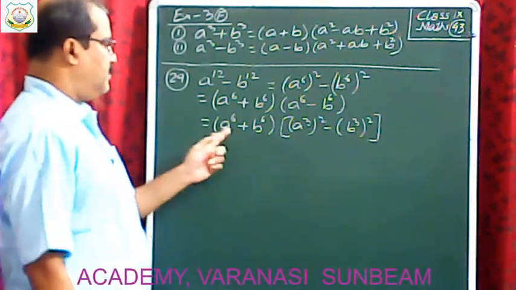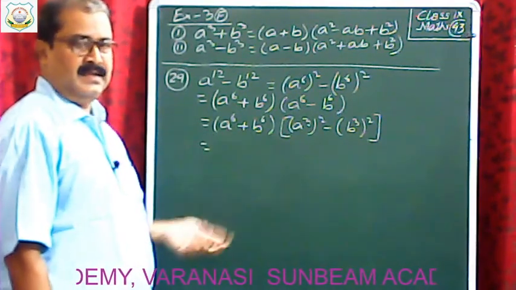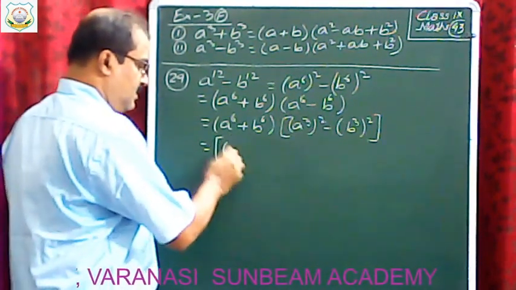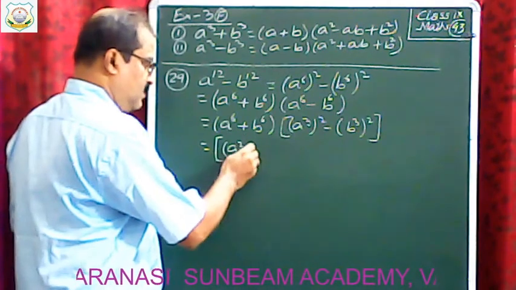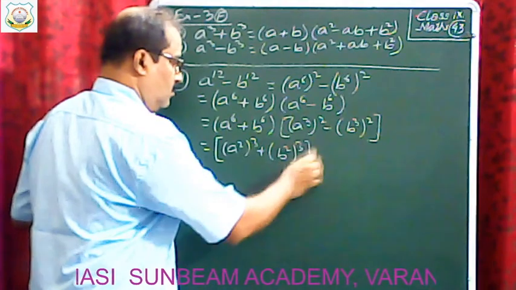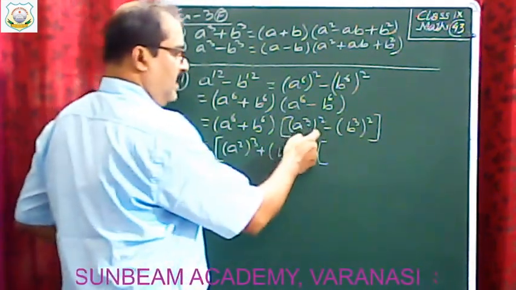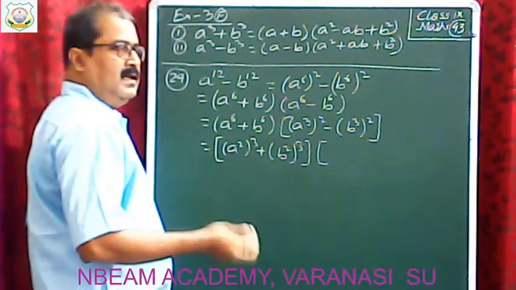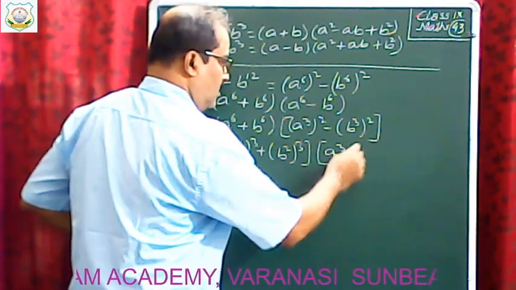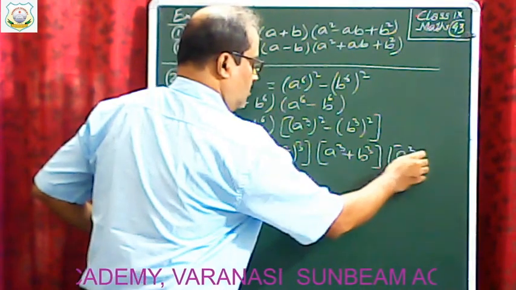Okay, in the first bracket, there is no option to express it as a square minus b square. So you have to express the first bracket as a cube plus b cube. So write (a square) whole cube plus (b square) whole cube. And in the second bracket we get the form a square minus b square, where a is a cube and b is b cube. You have to write (a cube plus b cube)(a cube minus b cube).